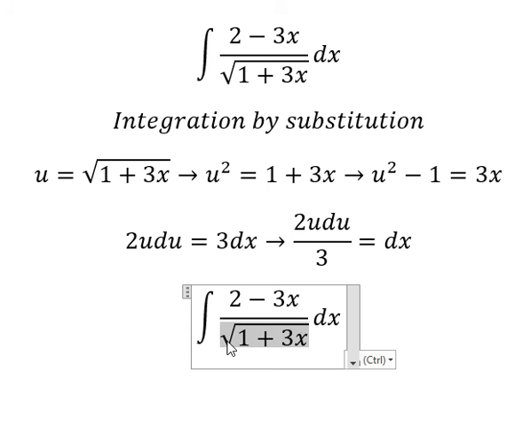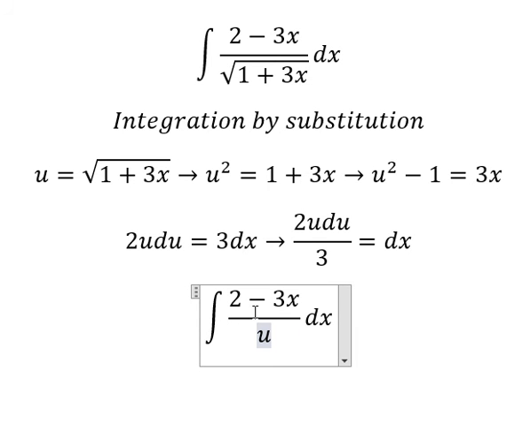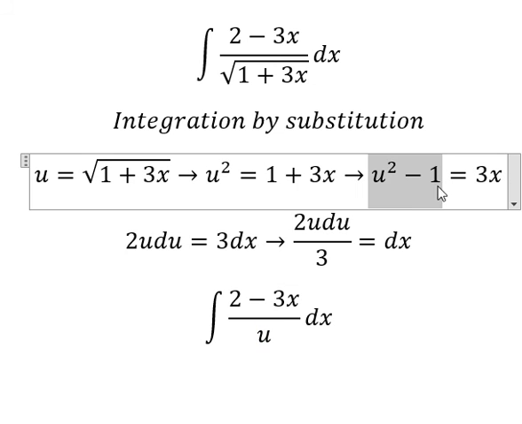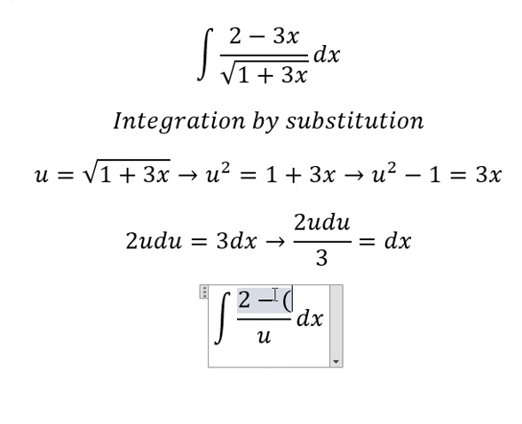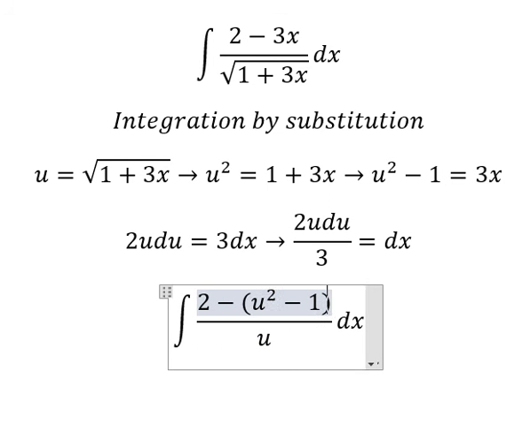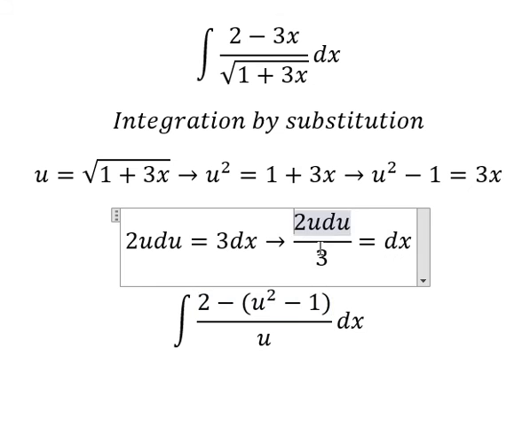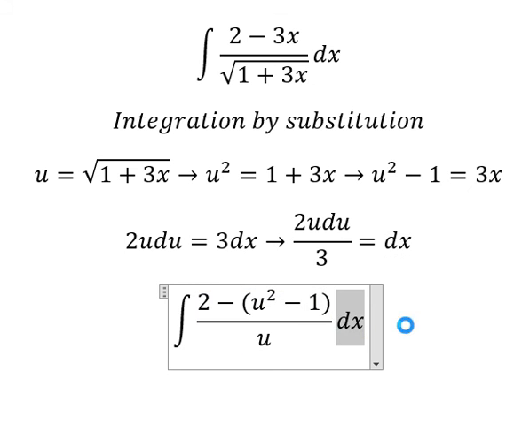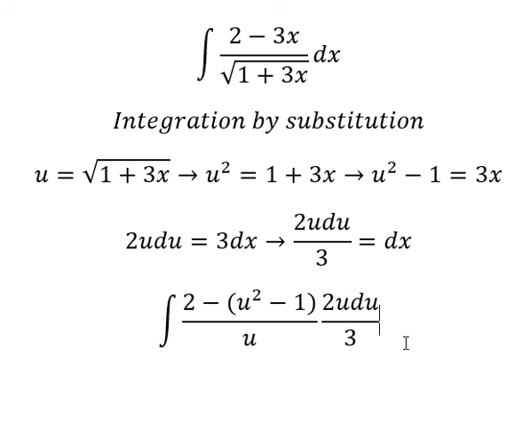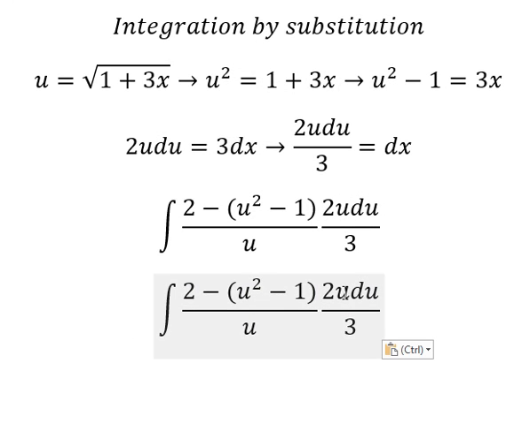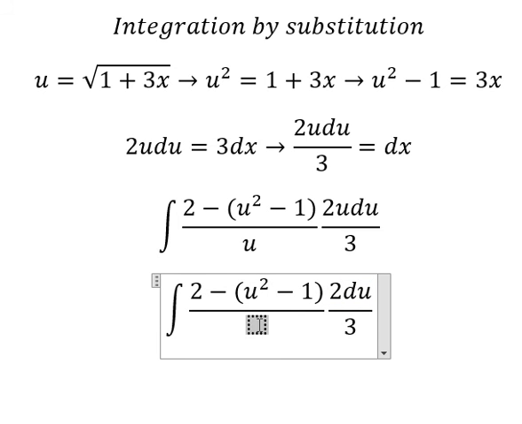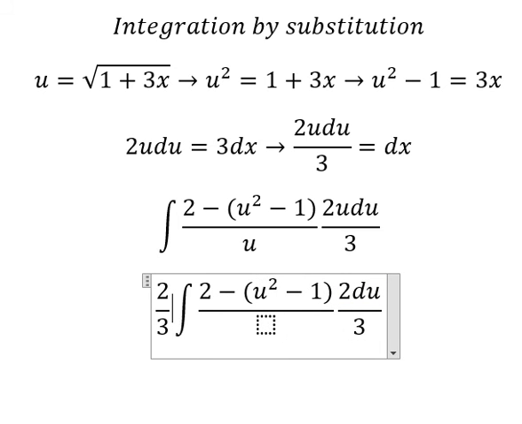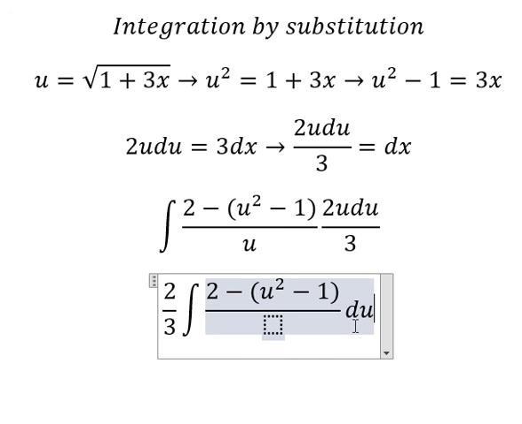For the square root, we change it to u. 3x, we change for this one. Dx, we change for this one. So we have u divided by u. 2 over 3 we put outside. And now we just have this one left.